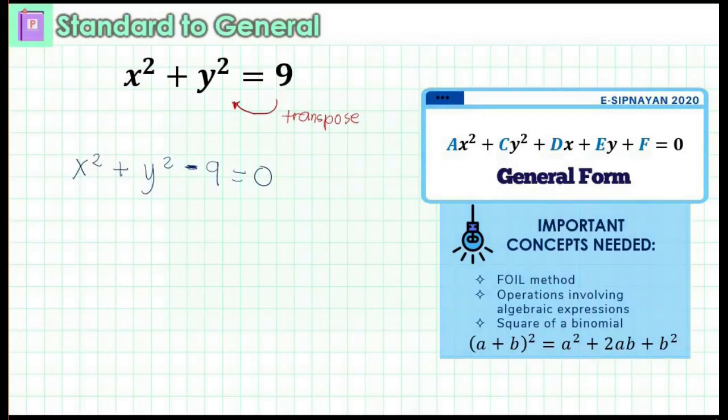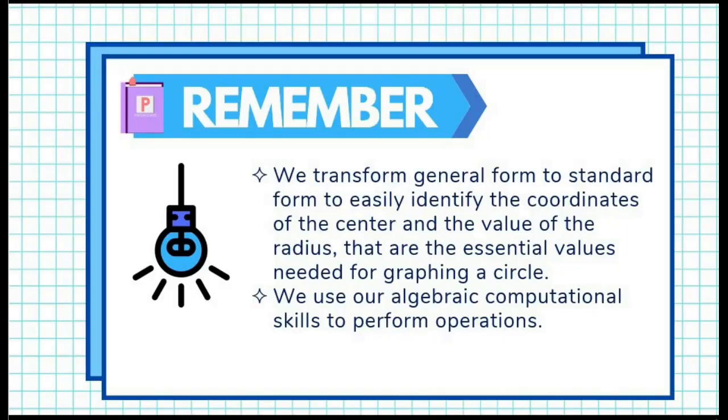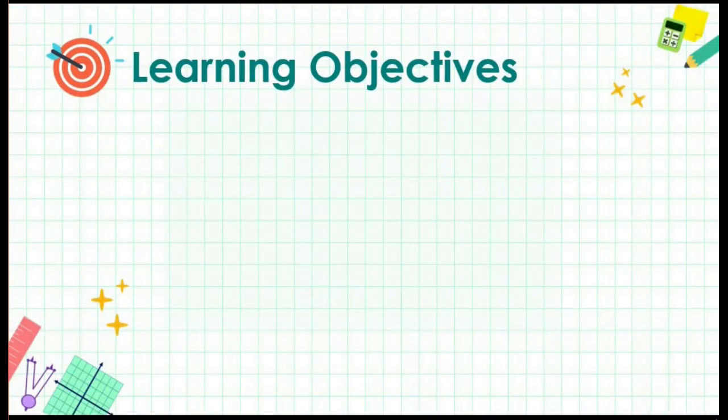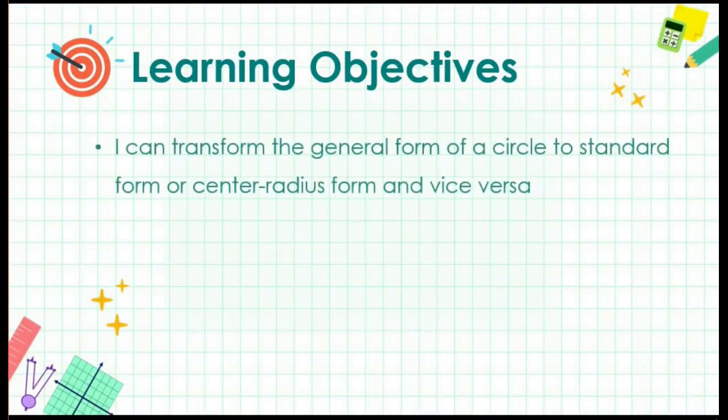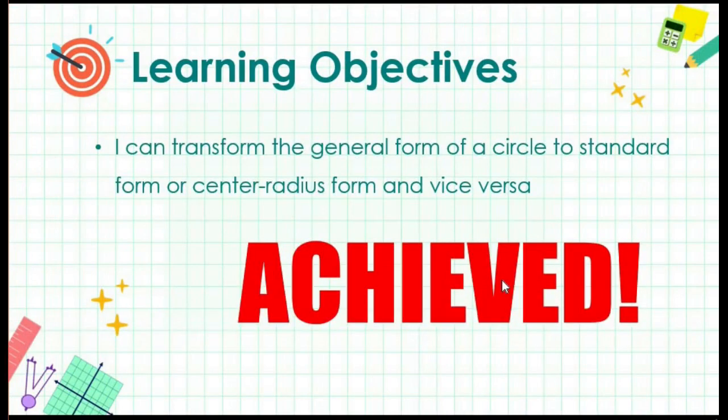As easy as that. Before we end, let me give you some points to remember when transforming standard to general and vice versa. The main purpose of doing so is to easily identify the coordinates of the center and the value of the radius that are both essential values needed when graphing a circle. And we use our algebraic computational skills to perform such operations. So I hope that at the end of this video, you were able to achieve the learning objective.